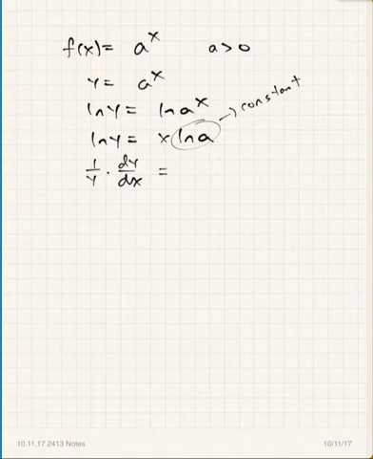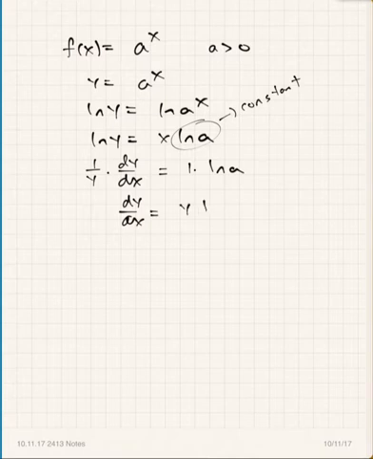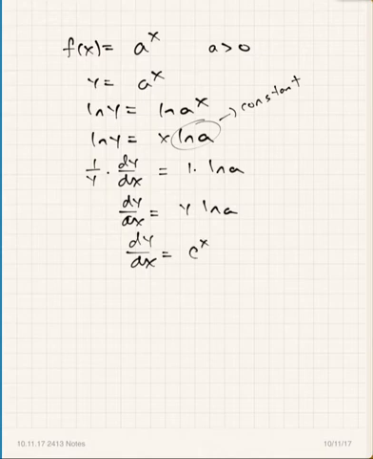Equals, and then on that side of the equation, the derivative of x is 1. And so you just have 1 times natural log of a. Natural log of a is a constant. It just comes down for the ride. And so dy dx is equal to just y times natural log of a. Y is equal to a to the x, and so dy dx is equal to a to the x natural log of a. I'm sorry, not e to the x, I apologize, a to the x.